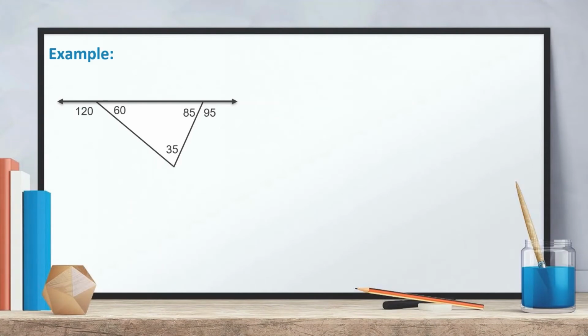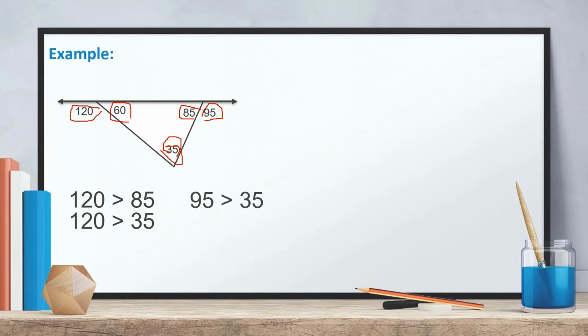For example, in the figure, if 120 is the exterior angle and its remote interior angles are 85 and 35, we can say that 120 is greater than 85 and 120 is greater than 35. So if we are going to have 95 as our exterior angle, 35 and 60 are the two remote interior angles. So we can say that 95 is greater than 35 and 95 is greater than 60.